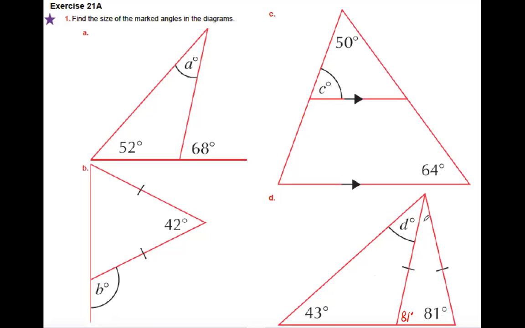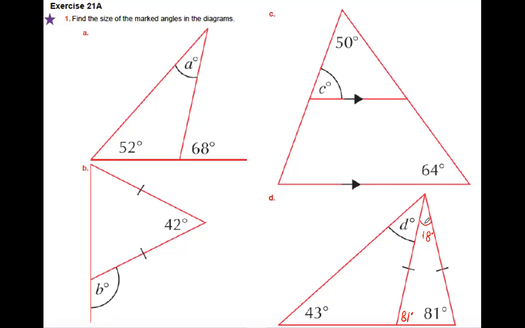And I know that adding all the angles in a triangle gives me 180. So my angle here has got to be 180 minus 81 plus 81. And that's 18. So I've got here 18. I've got 81. I've got 43.